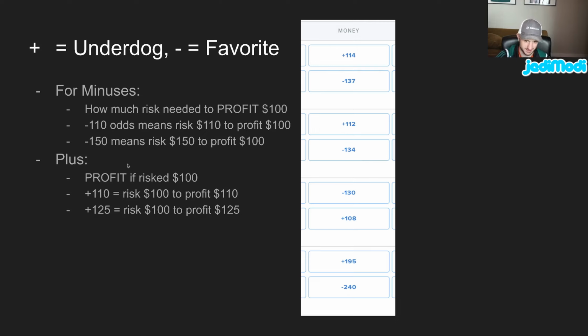For the plus, the number that comes next to it is how much you would profit if you risked $100. So plus 110, you risk 100 to profit $110. Plus 125 means you risk 100 to profit 125. And it's the same thing here. The bigger the number equals the bigger the underdog.